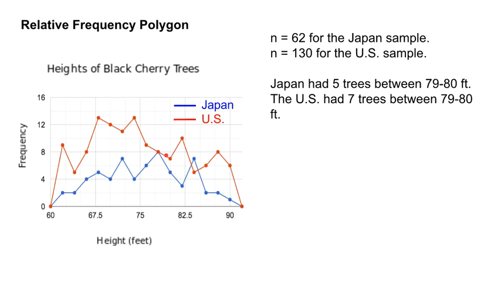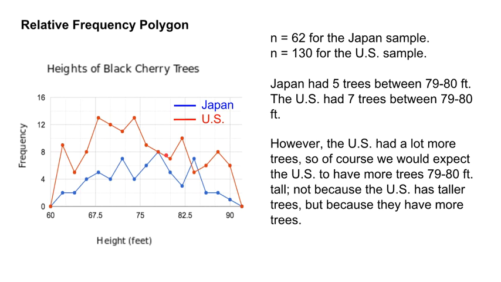Okay, but that doesn't really tell us anything because the US had a lot more trees. So of course we would expect the US to have more trees between 79 and 81. Not because the US has taller trees, but because they have more trees. So just because the US has more trees between 79 and 81 doesn't mean that overall the US has taller trees. That's happening just because the US has more trees in general. So we need to make a relative frequency polygon.